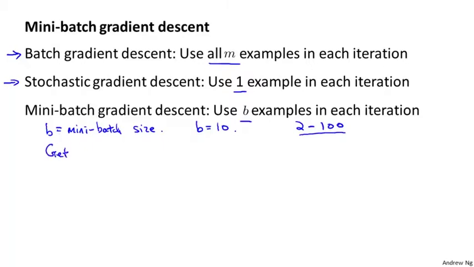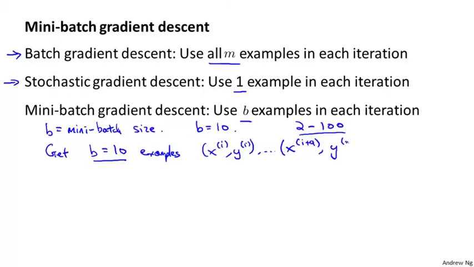So let me just write this out informally. We're going to get, let's say, b equals 10 for this example. So we're going to get the next 10 examples from our training set. So that may be some set of examples, (x^i, y^i). If it's 10 examples, then the indexing would be up to (x^(i+9), y^(i+9)). So that's 10 examples altogether. And then we'll perform essentially a gradient descent update using these 10 examples.